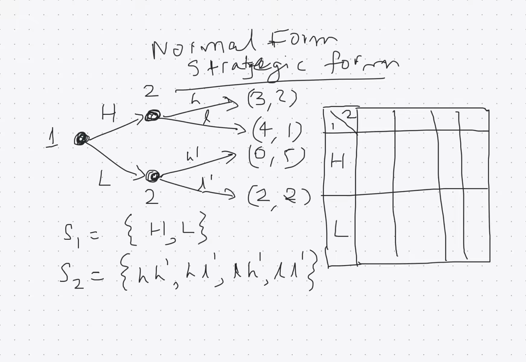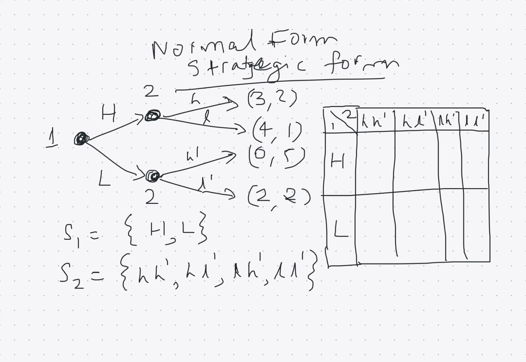So player 2 has H prime, one strategy, H L prime, the other strategy, then L H prime, and then L L prime. So those are the 4 columns we have. So they belong to player 2. And next we can fill in each cell with the payoffs that you have in the extensive form game. So let's look at how we do it.